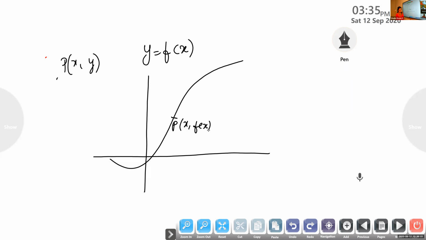Okay. Now I am taking a point Q. So a small change is there. So we take this as x plus h, f of x plus h.